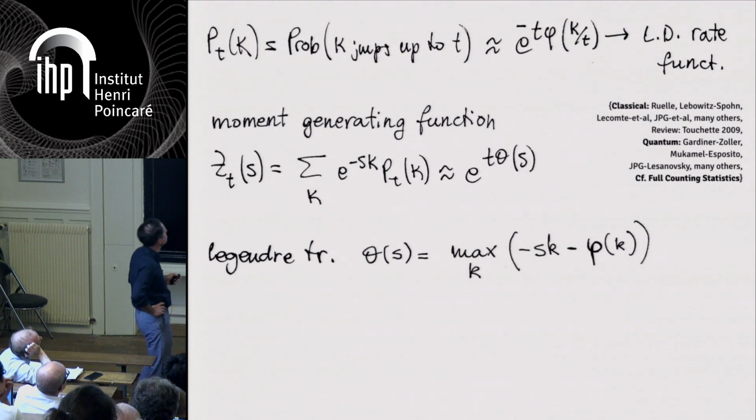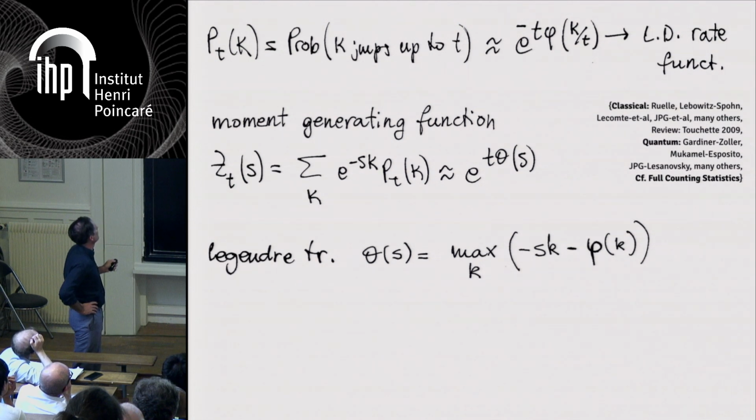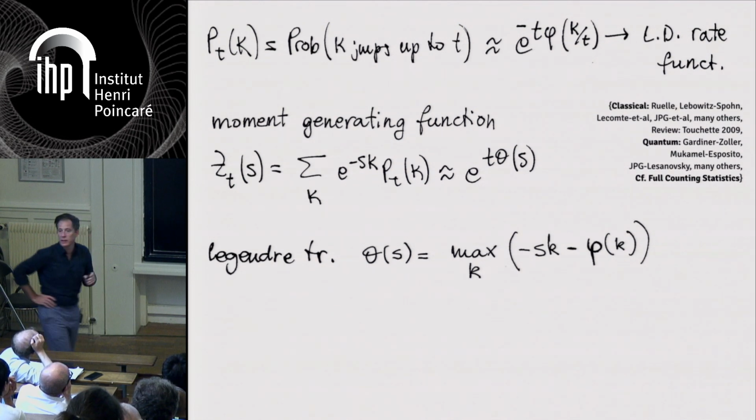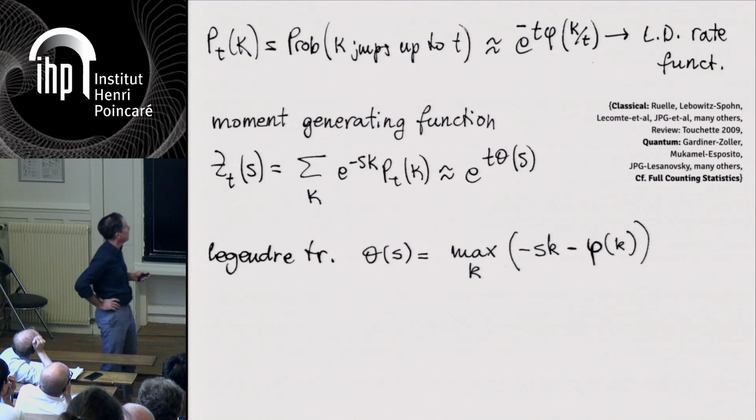Okay? But now the same information, modulo caveats, as the probability is contained in the moment generating function. I'm calling it Z to start reminding you of partition sums. And that's the sum over all possible values of the observable, the probability of seeing that observable, e to the minus s, a conjugate field, times k. The average of the exponential of the observable with that field s up there. So this is the moment generating function.